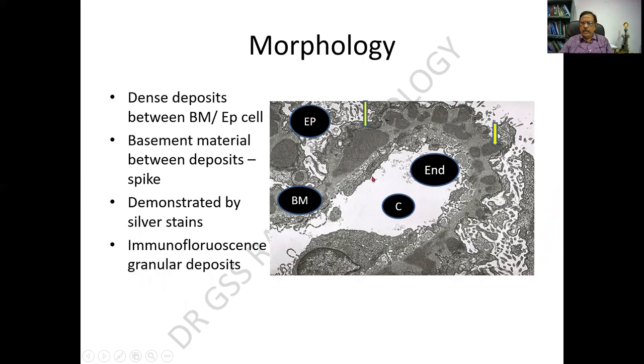The epithelial cells outside, this is a capillary, and this is the endothelium that is lining it. In between, I've got the basement membrane. On the epithelial side, there are electron dense deposits which are found irregularly. So there are dense deposits. The basement membrane material is found spiking in between the deposits. And this can be better demonstrated by silver stains. Immunofluorescence will be showing granular deposits. I shall be showing you a picture of it later.